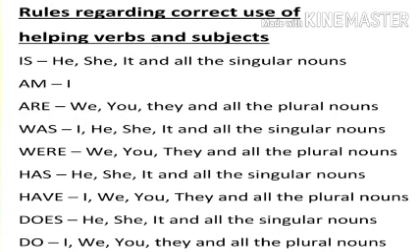Has is used with the subjects he, she, it and all the singular nouns. Have is used when the subjects are I, we, you, they and all the plural nouns. Does is the helping verb which is used when the subjects are he, she, it and all the singular nouns. Do is the helping verb which is used when the subjects are I, we, you, they and all the plural nouns. Children, learn these rules so that you may not make any mistake in the use of helping verbs.